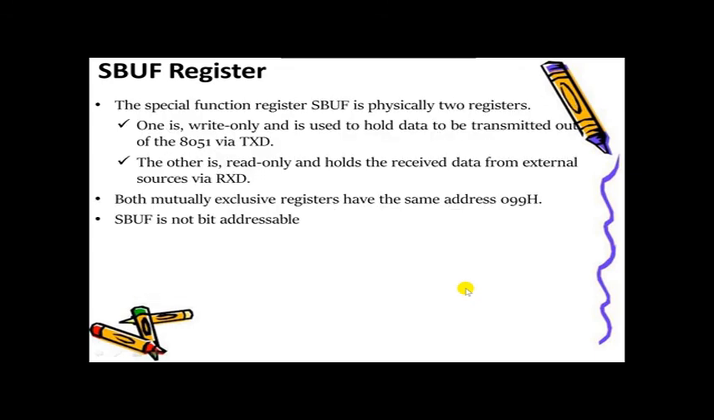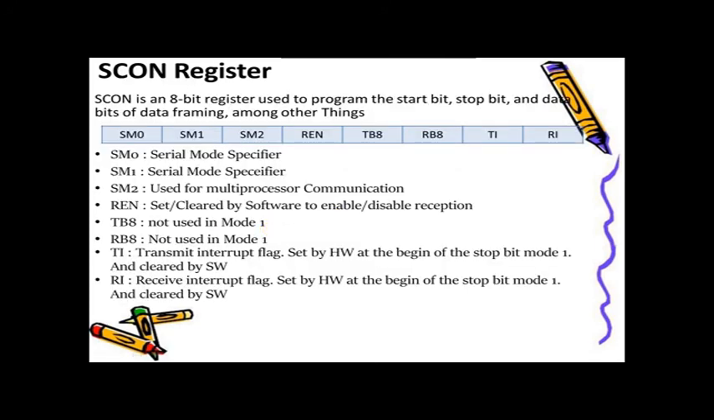The special function register SBUF is physically two registers. One is write only and is used to hold data to be transmitted out of the 8051. The other is read only and holds the received data from an external source via RxD. Both mutually exclusive registers have the same address, 99H. SBUF is not bit addressable. The next topic is the SCON register.